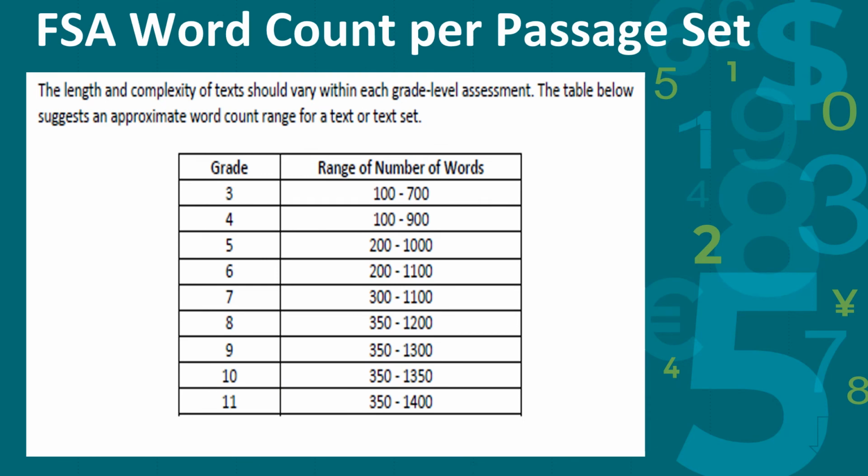And if you're looking at this, this is the FSA word count per passage set. So if you see this for 9th, your passage set range will be between 350 words to 1,300. It gets bumped up a little bit in 10th and 11th grade. So it goes from 350 to 1,350 in 10th grade. And then with the retakes for juniors and seniors, 350 to 1,400 word count per passage set.